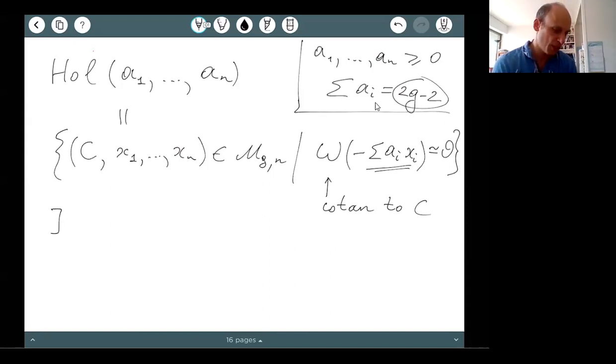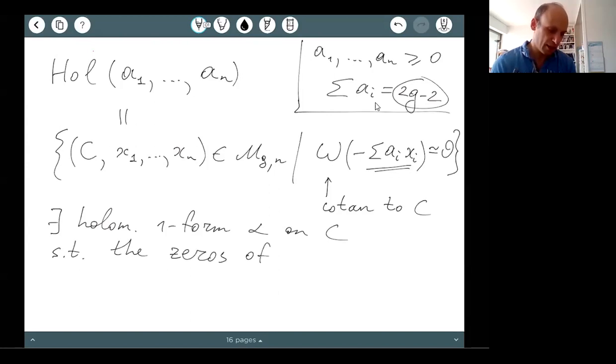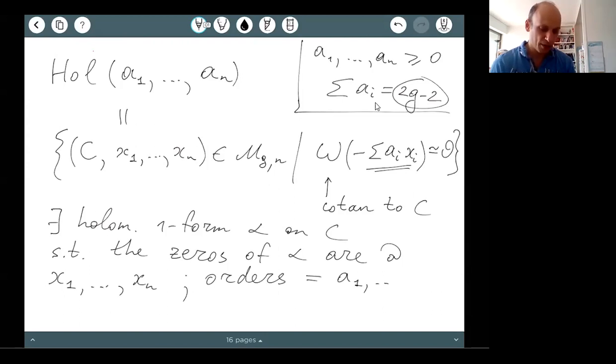There exists a holomorphic one form alpha on C, such that the zeros of alpha are at x1, ..., xn, and their orders are a1, ..., an.